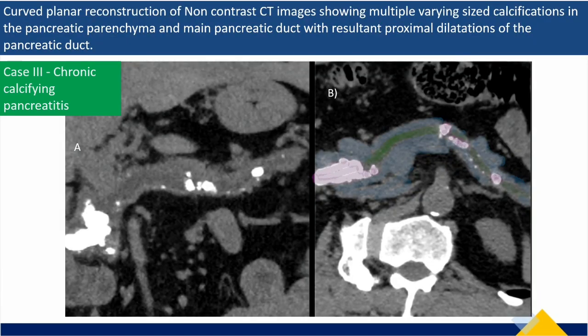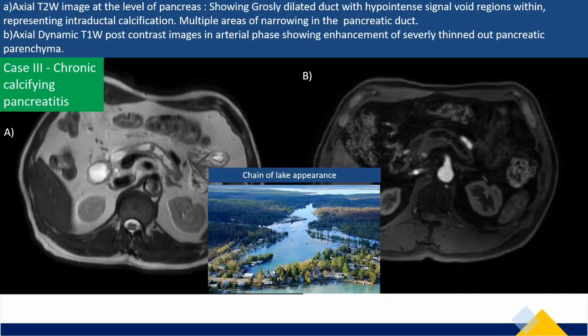Curved planar reconstruction of non-contrast CT images shows multiple varying sized calcifications in the pancreatic parenchyma and the main pancreatic duct with resultant proximal dilatation of the pancreatic duct. The first image is axial T2 weighted image at the level of pancreas. It is showing grossly dilated duct with hypointense signal void regions within, representing intraductal calcification. There are multiple areas of narrowing in the pancreatic duct.